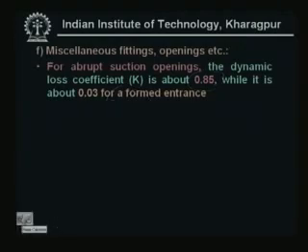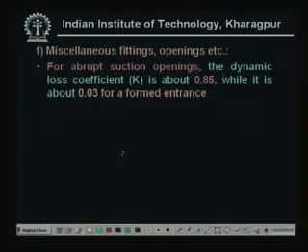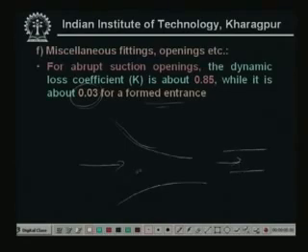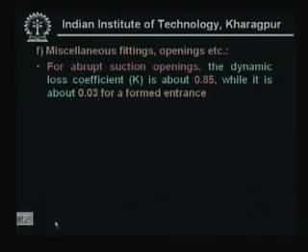Instead of a sudden entry, if you have a formed entrance, that means air enters like this, not suddenly but in a formed or gradual entrance, then there is a dramatic reduction in the dynamic loss coefficient. It reduces from 0.85 to 0.03. That means the dynamic pressure losses are reduced very much. So as far as possible, you must avoid sudden entry and always try to use a formed or gradual entry. For this kind of suction opening, you can use the dynamic loss coefficients and find the dynamic pressure drop.